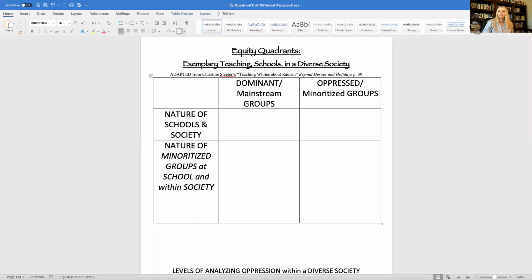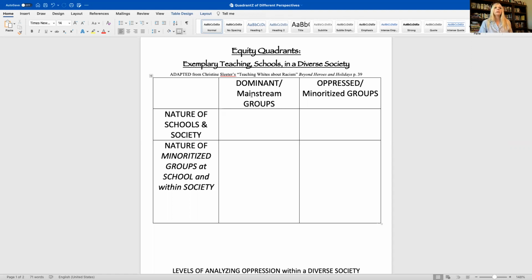So let me share my screen with you and just talk you through this. You should have your own copy of this so that you're looking at what I'm looking at, but I'll put it up here just for you as well. Okay, so with these equity quadrants, we're looking at different points of view.